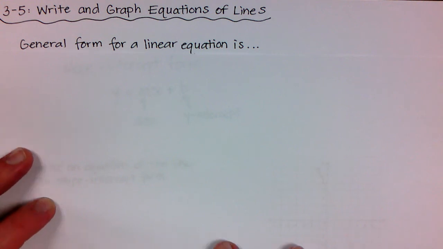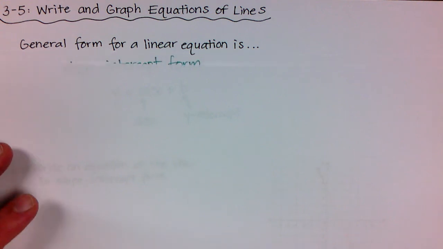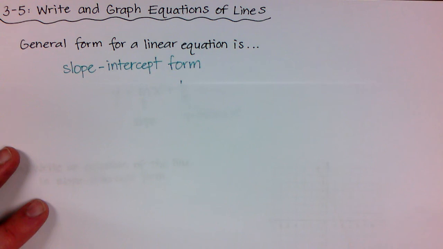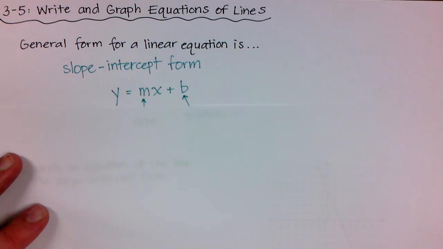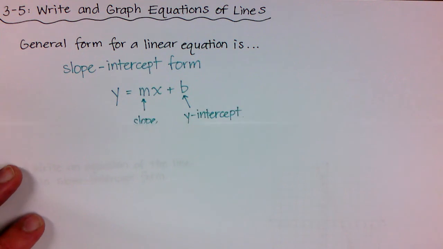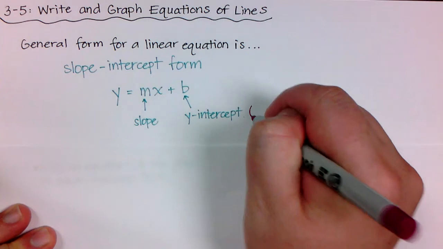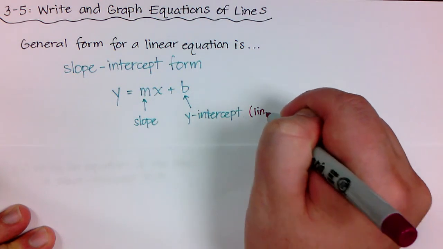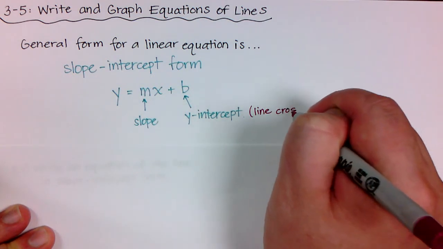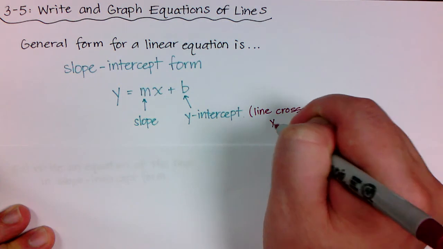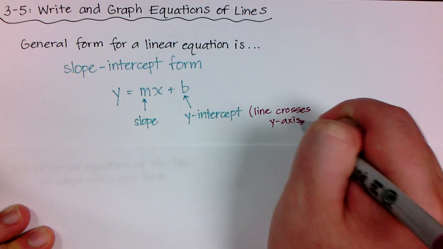Now we're going to say that the general form for a linear equation is called slope-intercept form. And we write it like this: y is equal to mx plus b, where we call the m, whatever that number is, our slope, and the b is the y-intercept. That kind of means where the line crosses the y-axis. I'll write that right here, y-axis.